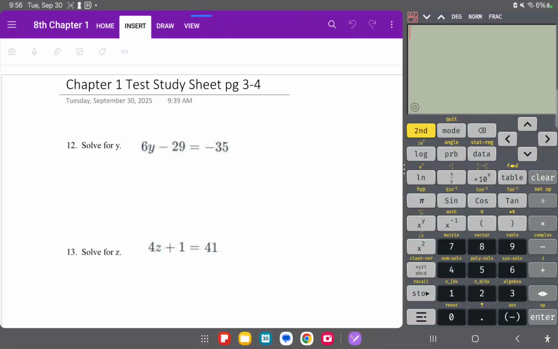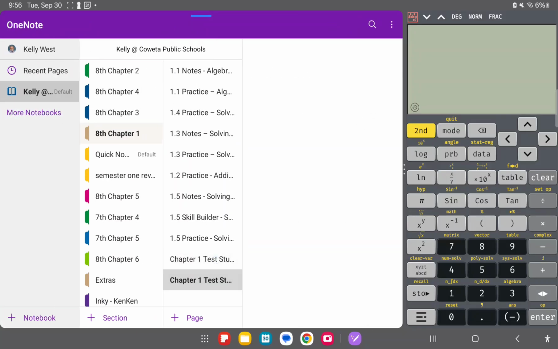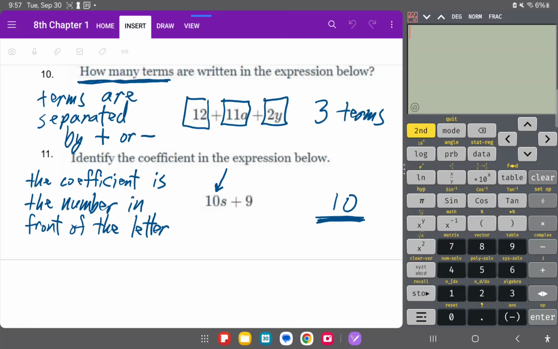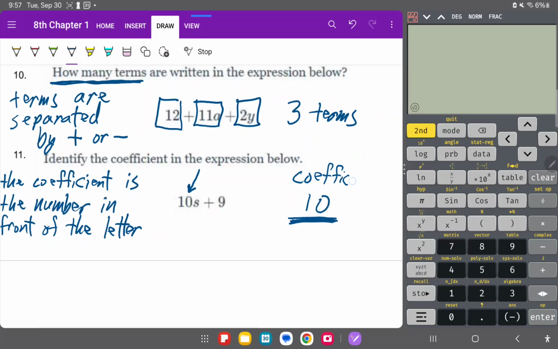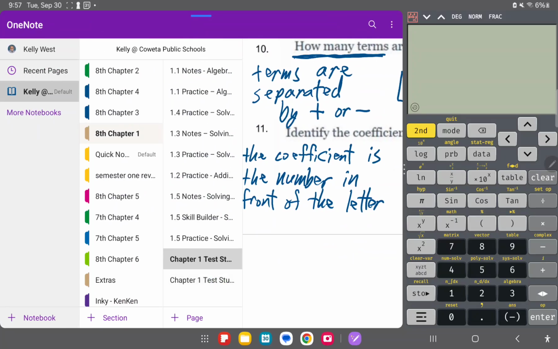So this is part 2 of our study sheet. I did want to look at one thing at the end of this over here. And the one question I wanted to ask, so this is the coefficient, right? So what is the constant, right? So 9 would be the constant. No x or no y with it, that would be the constant. So 10 is the coefficient, 9 is the constant. Okay, let's go to number 12.